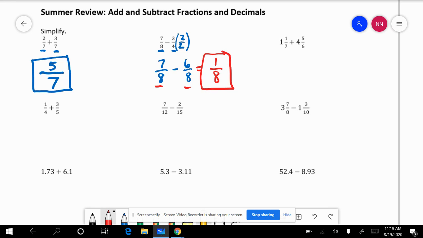Now with our third one, even though it's a mixed number, we're going to do the same thing. We're going to look for a common denominator. Our common denominator is what they both can go into. 7 and 6 would be 42. So that means I want a denominator of 42.